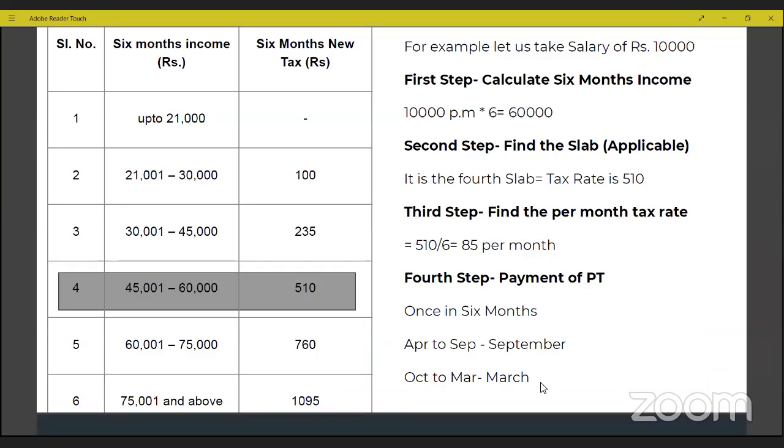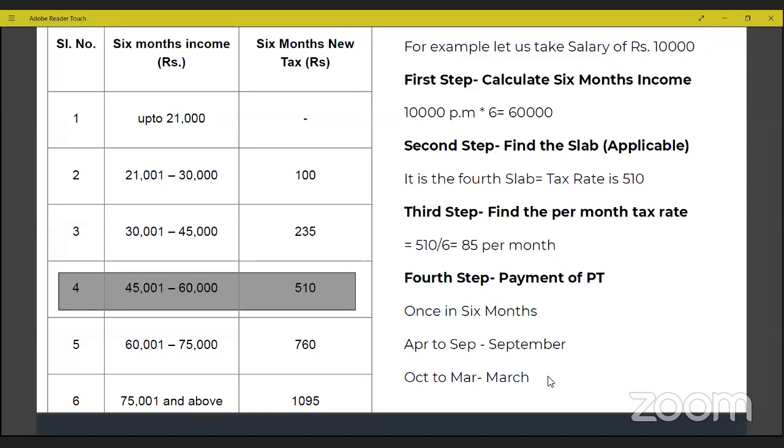So in a year, you will be paying close to 1020 rupees. 1020 is the maximum professional tax payable per annum. So these are the steps. Take the per month salary, multiply it by 6 for the 6 months income, then find the slab. Once you find the slab, go to the tax rate and divide it by 6 to get the per month PT, and multiplied by 12, you get the per annum PT. That is how it works.